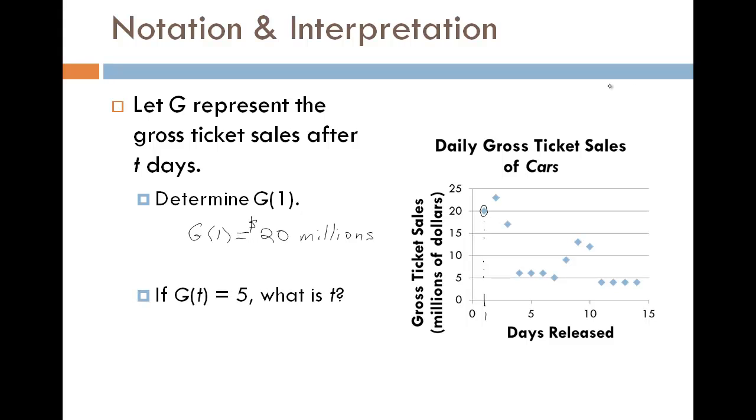If G of t is equal to 5, what is t? In this case, we know G of t is equal to 5. Not t is 5, but G equals 5. So that means the gross ticket sales is equal to $5 million. This is the y value. Where does that happen on the graph? So here's the 5. Where does it hit $5 million? Right there. How many days is that? Well, there's 5, 6, 7. So after 7 days, the gross ticket sales will be $5 million. So t is equal to 7 days.